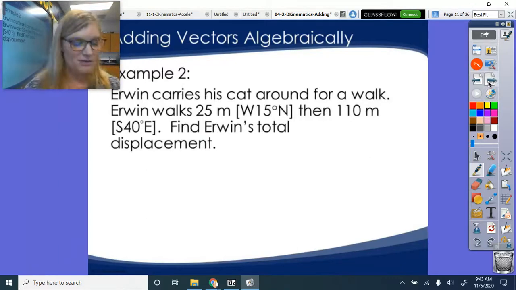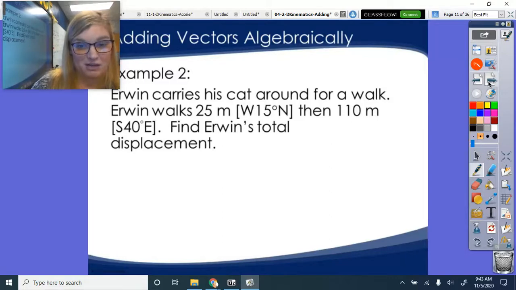Erwin is carrying his cat around for a walk, and that's how we know this is going to be a problem, because that's weird. He walks 25 meters west, 15 degrees north, then 110 meters south, 40 degrees east. Find his total displacement. So I'm going to draw this out for you.